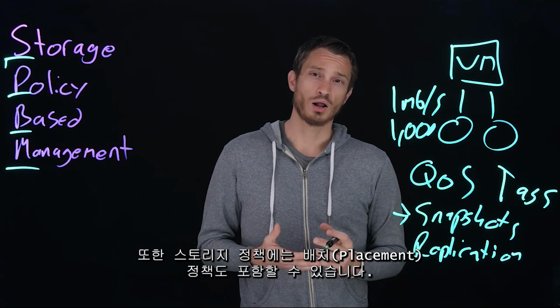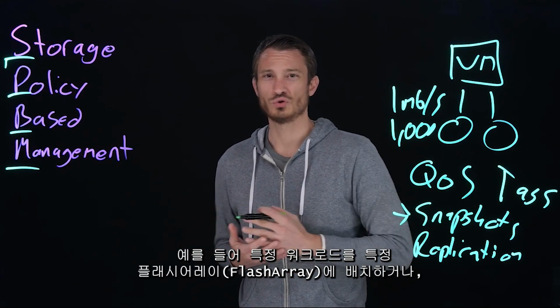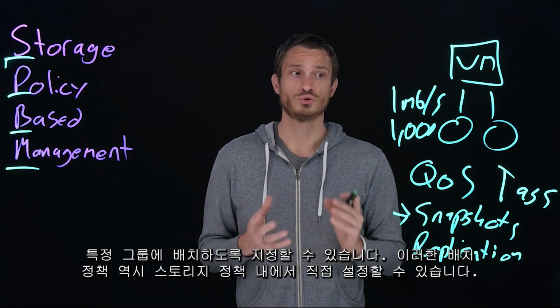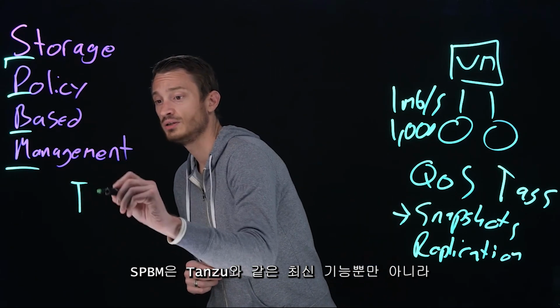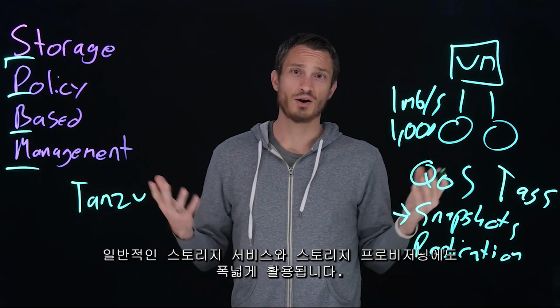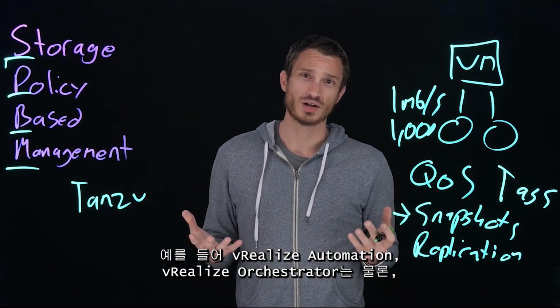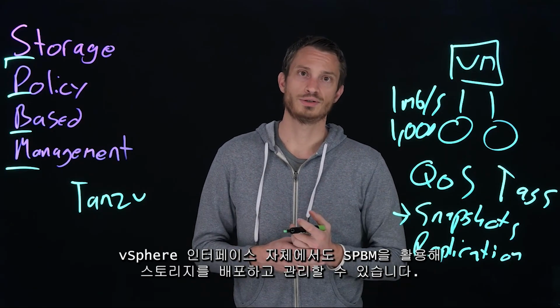Also within our storage policies around placement, I want it to be on this array. I want it to be on this group of arrays. These are things that can also be provided directly within our storage policies. Storage policy-based management is leveraged in newer features like Tanzu, but also in generic offerings around just storage deployment through things like vRealize Automation, vRealize Orchestrator, or within the vSphere interface itself.